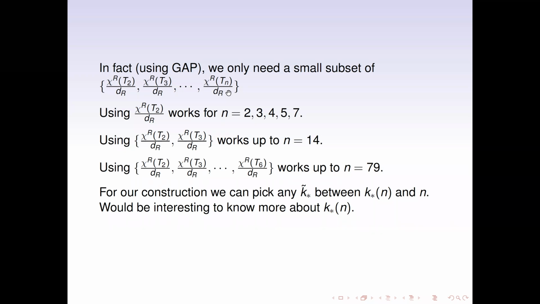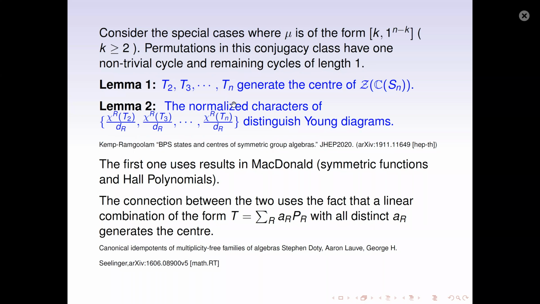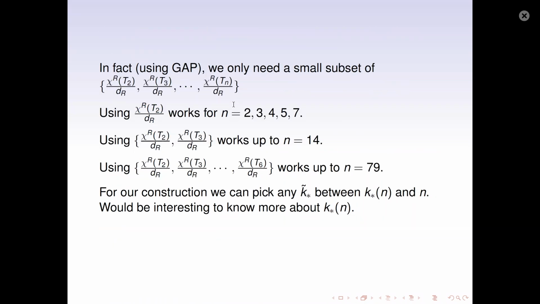These are little experiments you can do. For S2, S3, S4, and so on, a single normalized character can distinguish all the Young diagrams in some range. If you take two normalized characters, you can distinguish all Young diagrams for Sn up to 14. And if you take 6 of them, up to 79. So basically for us, it suffices to know that if you just take n of them, you can generate everything and you can distinguish Young diagrams.